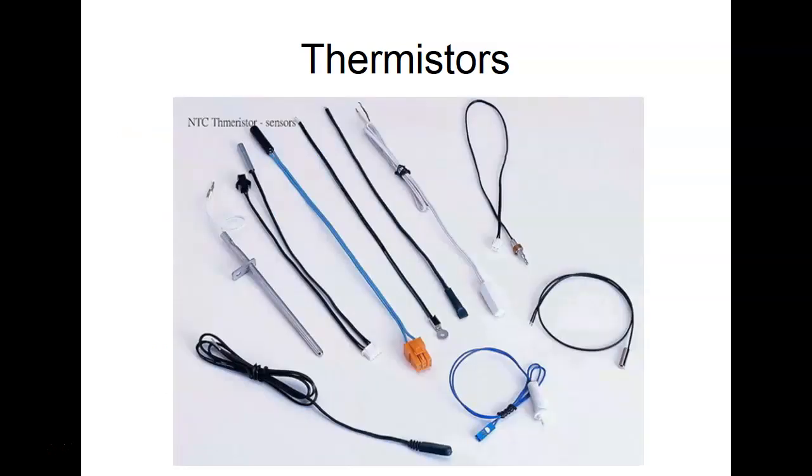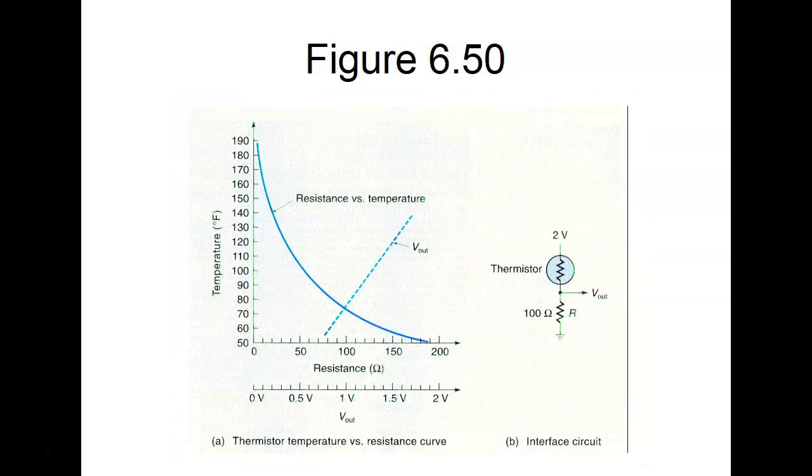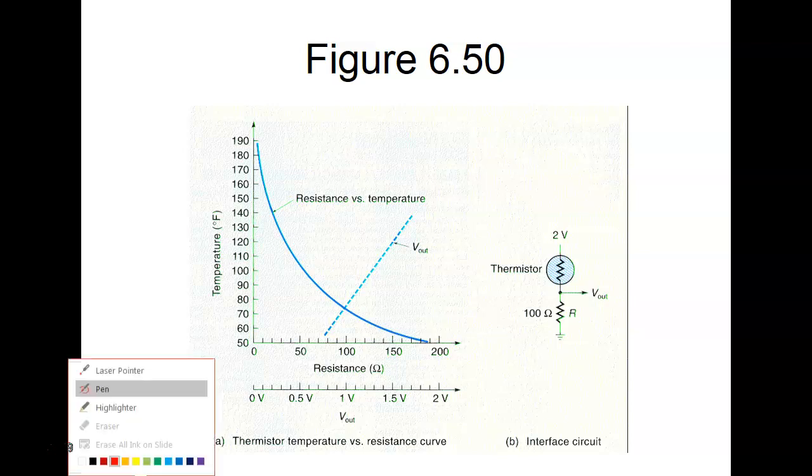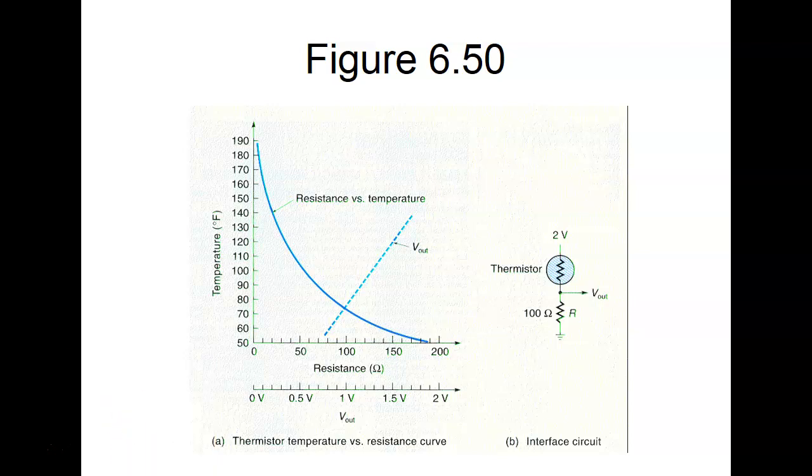So these are different thermistors. This is basically what we get. We get a curve. We have two types. In this one, as temperature goes up, resistance goes down. We can get these either way, PTC or NTC. What do those stand for?